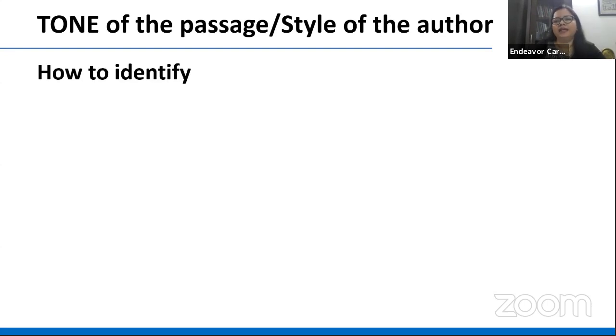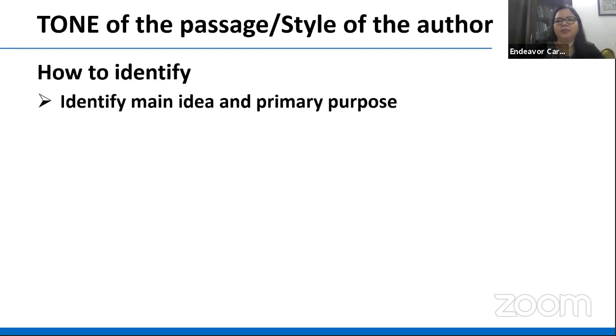So how to identify tone? Obviously, main idea and primary purpose, I have to look at that. What is he saying? What's the subject? What's the main idea? Why is he saying this? That will determine whether he's positive about it, negative about it, right? There can be positive tones, negative tones. There can be, you know, neutral tones. So all of this depends on what he is saying and what his primary purpose is.